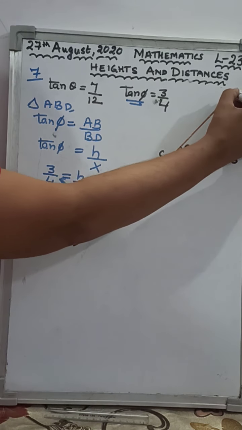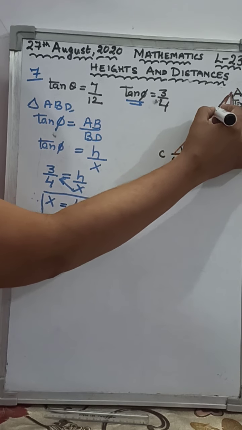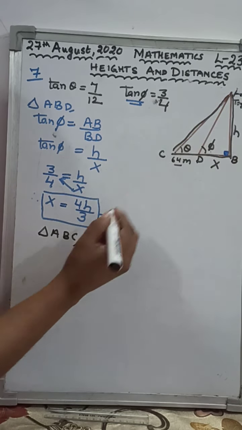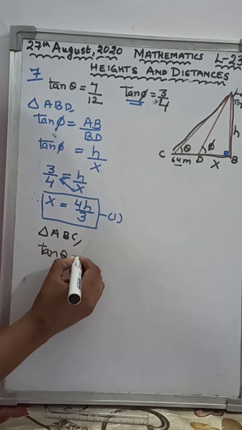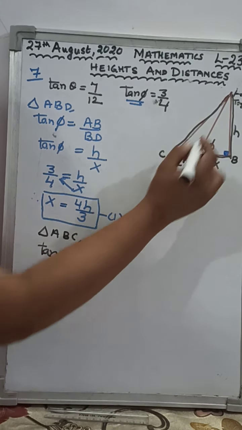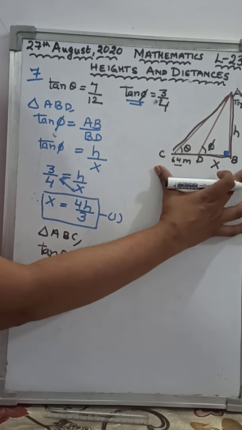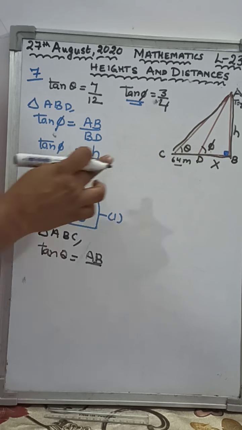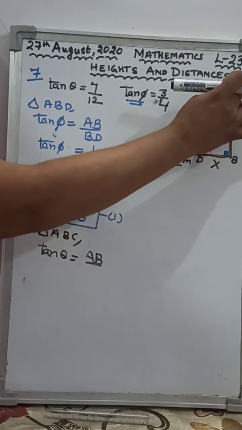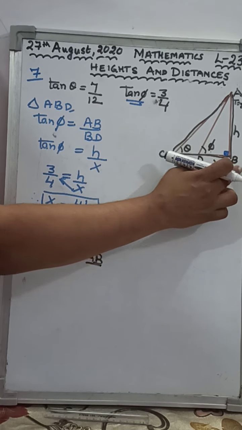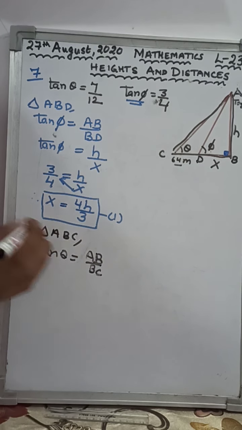This is again a right angle triangle. Now over here the perpendicular is AB, and the angle is tan theta this time. So tan theta is perpendicular AB over base BC. You have to take the base till the foot of the tower, so BC. Now we will put the value.